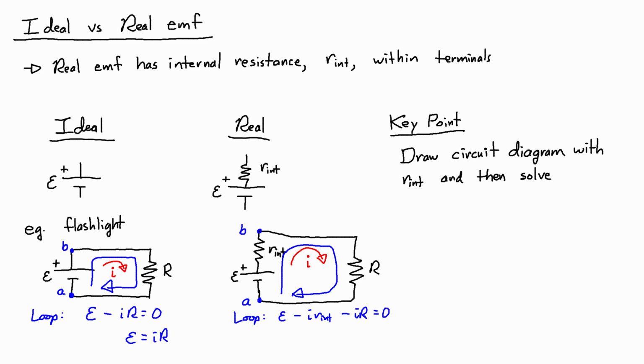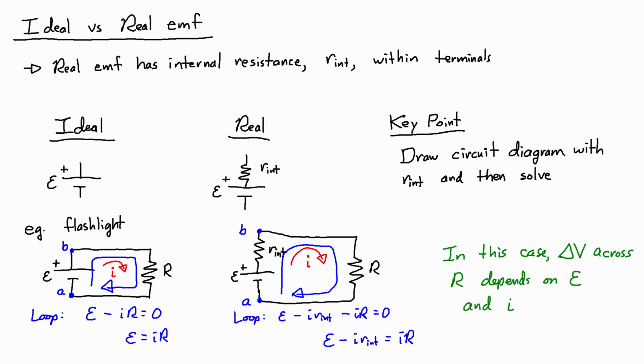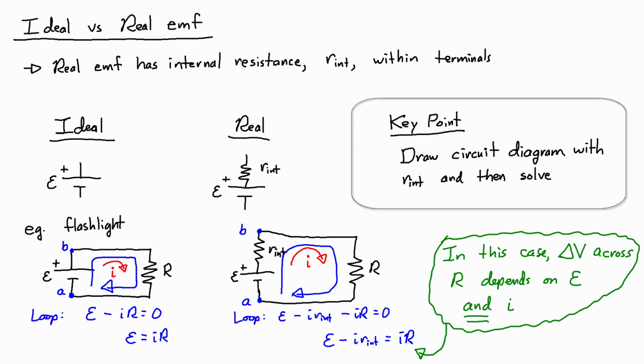Then if I again isolate for IR, which gives me the potential difference across the resistor, which is typically the lamp in the flashlight, then I have that IR, which is the voltage and related to the brightness of the light, is equal to the EMF minus I times R int. So the brightness of the bulb in this case not only depends on the EMF, but it also depends on the current. The problems can get more complicated than that, but not really.